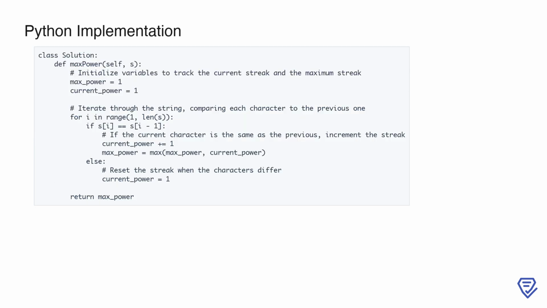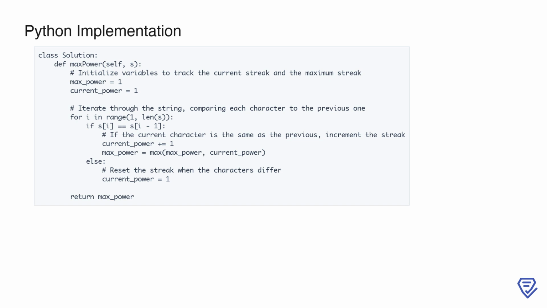The provided Python implementation solves the problem of finding the maximum power of consecutive characters in a string. The function, maxPower, takes a string s as input and returns the maximum length of a substring where all characters are identical. First, two variables, max_power and current_power, are initialized to 1. These are used to track the maximum streak of consecutive characters and the current streak, respectively. The function then iterates through the string starting from the second character, index 1.